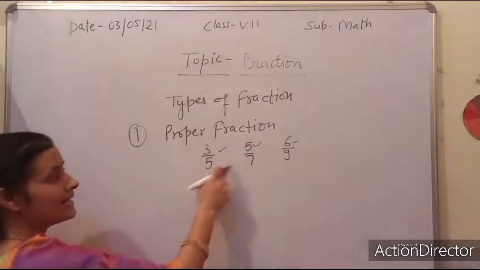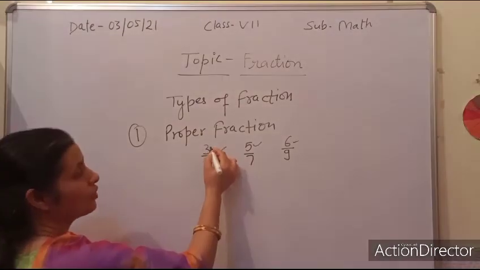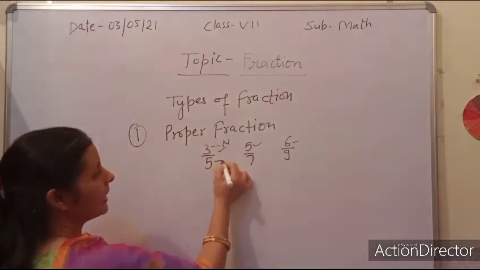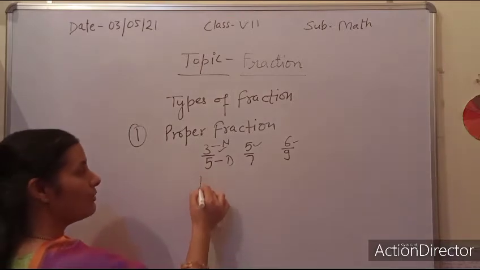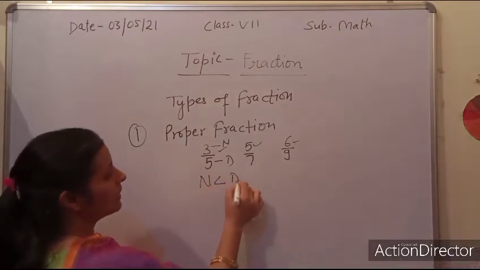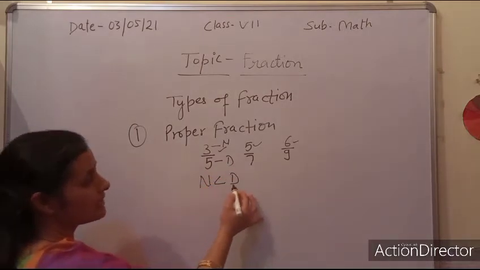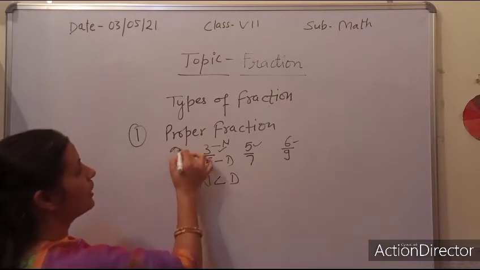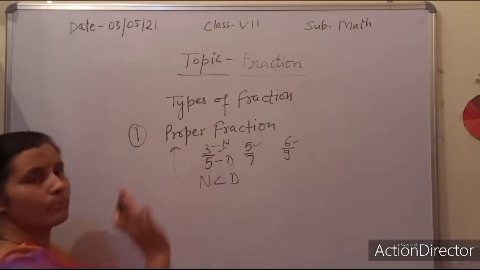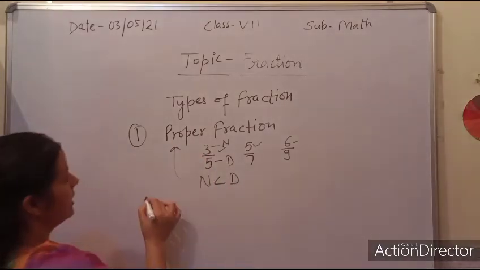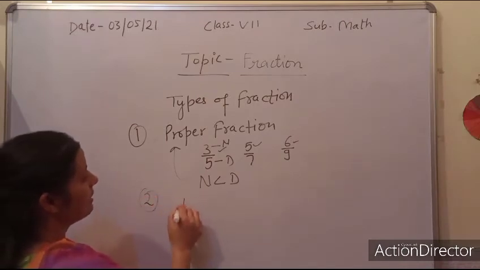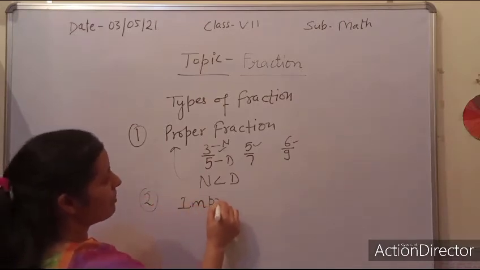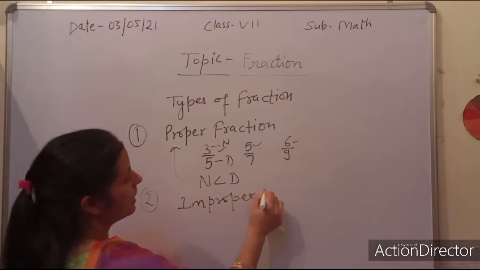We can say that these are proper fractions because you know the top is called the numerator and the bottom is called the denominator. If the numerator is less than the denominator, that sort of fraction is called a proper fraction. Got it? Now the second type is improper fraction, which is not in proper form.